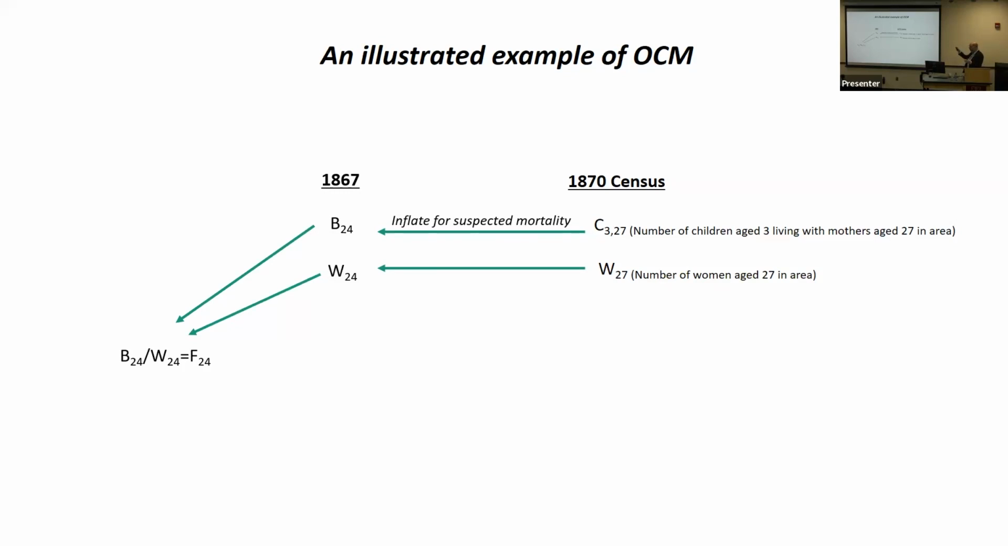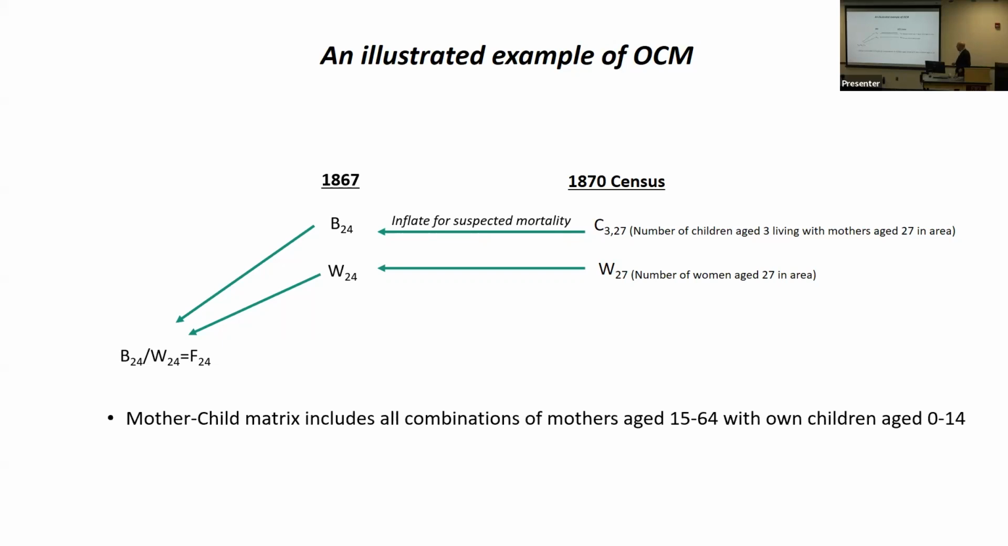You do it for the whole spectrum of women, mothers age 15 to 64 with own children 0 to 14. We don't go any further because kids start leaving the household, and it's harder to match them to their mothers. So you can measure fertility rates in every single year, 15 years prior to each census, and then they overlap with each other for 5 years, which is nice.